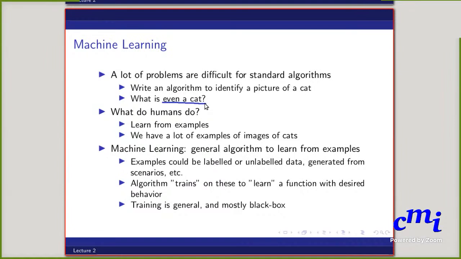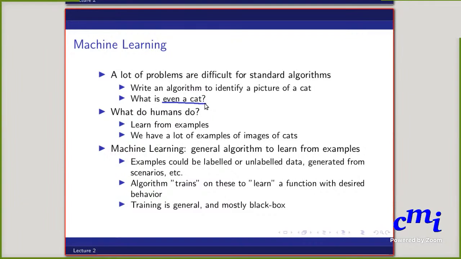But yet, it's not a very hard problem for a human to do, right? If I show you a picture and ask you whether there's a cat in that picture, it's fairly easy for you to tell me whether or not the cat is there in the picture or not, right? So how do we as humans actually solve these problems?